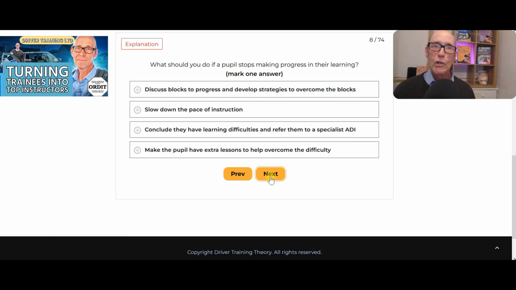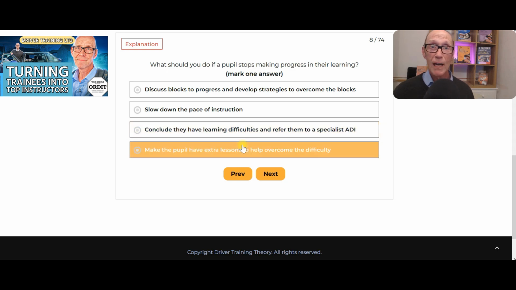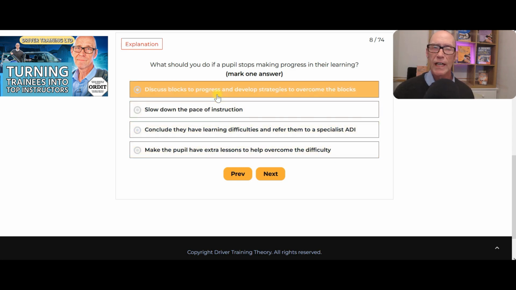Question 8. What should you do if a pupil stops making progress in their lesson? Should you slow the pace down, conclude they have learning difficulties and refer them to a specialist ADI, make the pupil have extra lessons to overcome the difficulty? Unless we know what the difficulty is, how can we help them overcome it? What we need to do is find out what's blocking the progress. Is the subject that we've gone on to a bit too much at this stage? Do they not get realistically what we require, which could be our fault for not explaining?